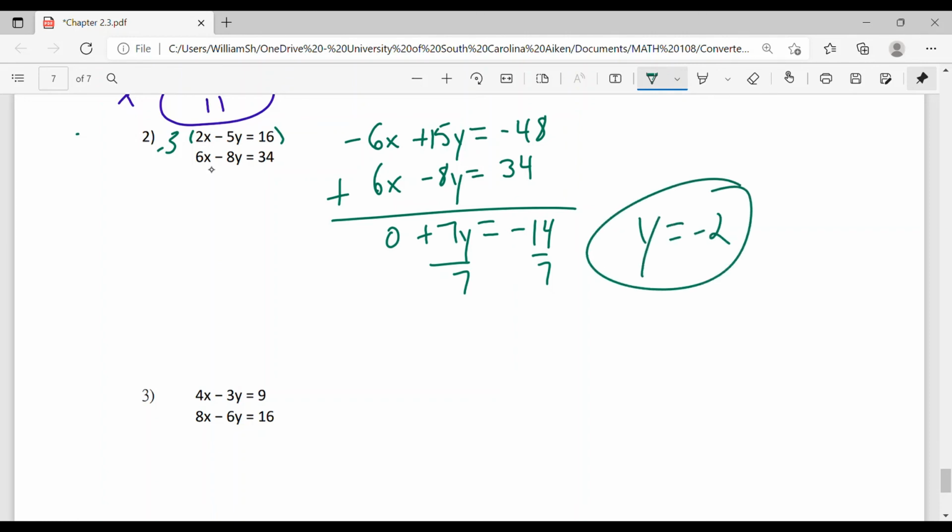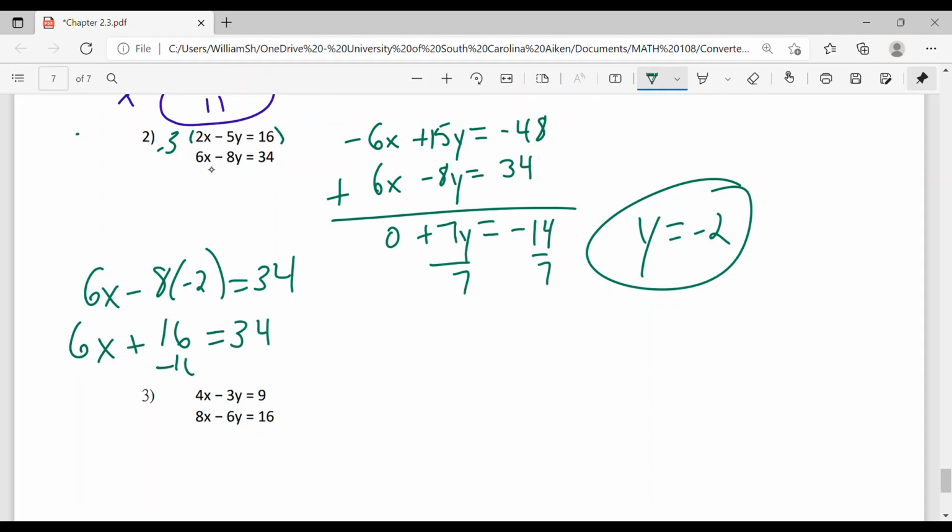Now I can go to either of these equations and plug this y in. Let's use the second one. 6x minus 8 times negative 2 equals 34. 8 times negative 2 is negative 16, so I get 6x plus 16 equals 34. Subtract 16, and I get 6x equals, let's see, what's 34 minus 16? That's 18. So I divide by 6. I get that x equals 3. So I have my solution set for this one.